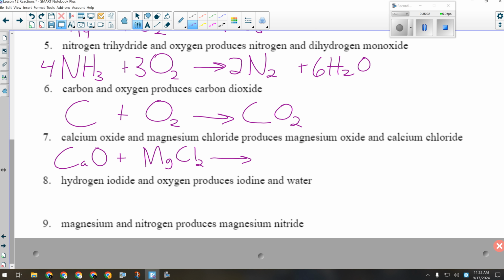Produces magnesium oxide, also an ionic compound, okay? That's a 2 plus, that's a 2 minus, so that compound is good the way I wrote it. And calcium chloride, Ca, that's a 2 plus, chlorine's a 1 minus, so CaCl2. All right, so now I'm sure I've got all the drops and swaps done correctly. What kind of reaction is that? Double replacement.